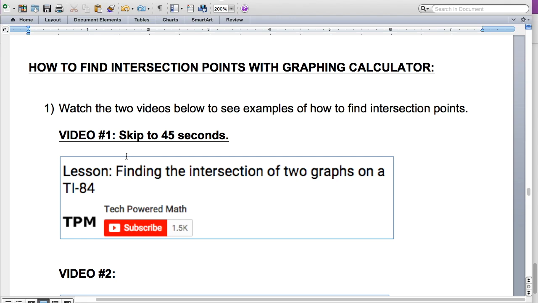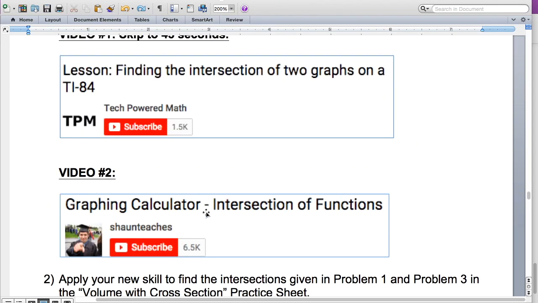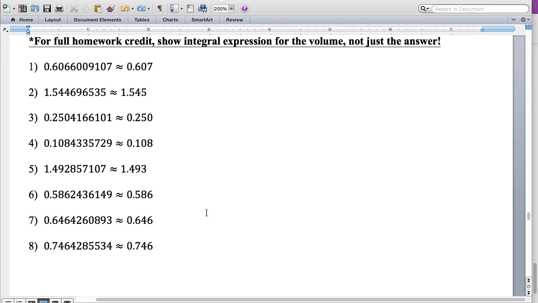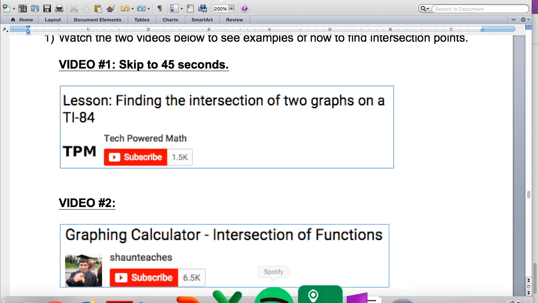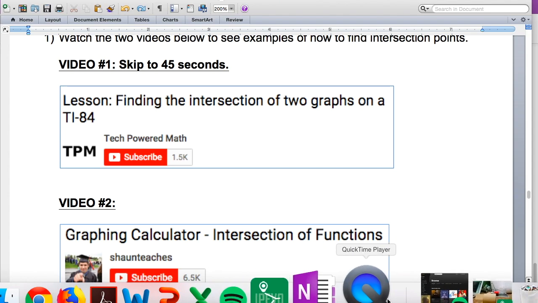Also make sure you do the third part of the homework, which is to make sure you know how to find intersection points with a graphing calculator. Make sure you watch those 2 videos, do the homework, and be prepared for a mini quiz on Monday to make sure that you did this lesson. If you guys have any questions, you can text me with anything, and hopefully these videos were clear enough.